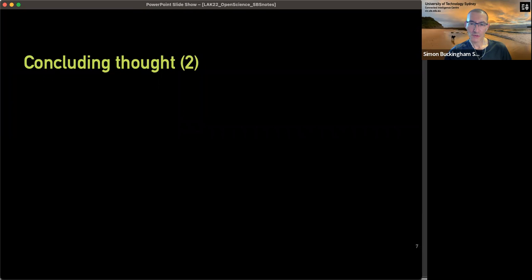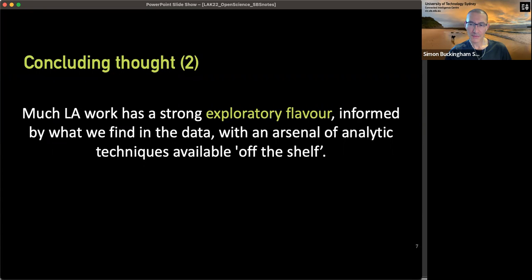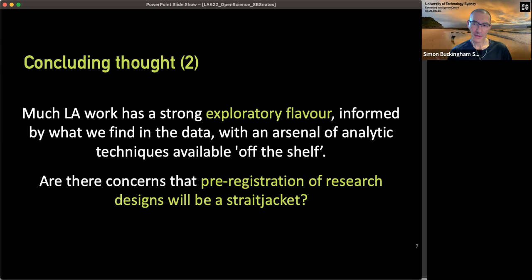Okay, second thought, much learning analytics work has quite a strong exploratory flavor, which means that the analyses we do are often informed by what we find in the data. And of course, with machine learning, there's a whole arsenal of techniques that we can just pull off the shelf and could be used uncritically, but even when they're used responsibly, there's a whole array of techniques sort of inviting us to use them to see whether we can see something new. So perhaps there are concerns in some quarters that the idea of pre-registering research designs, specifying in advance what the analyses will be, would be a straitjacket on exciting data science flavored research.